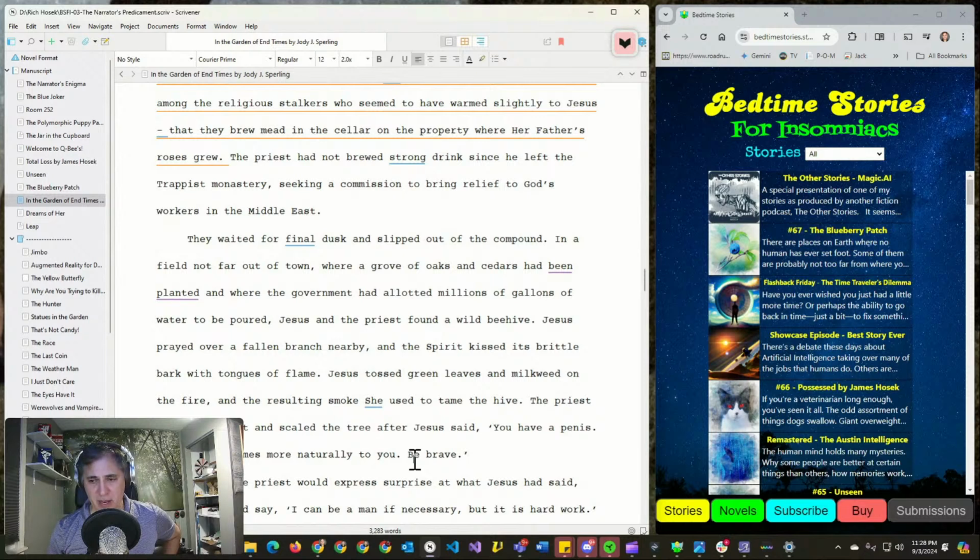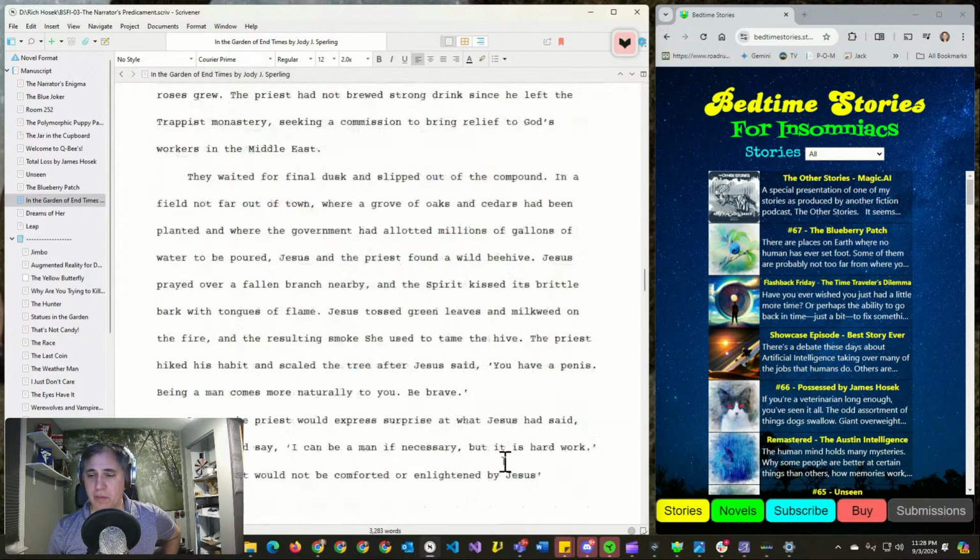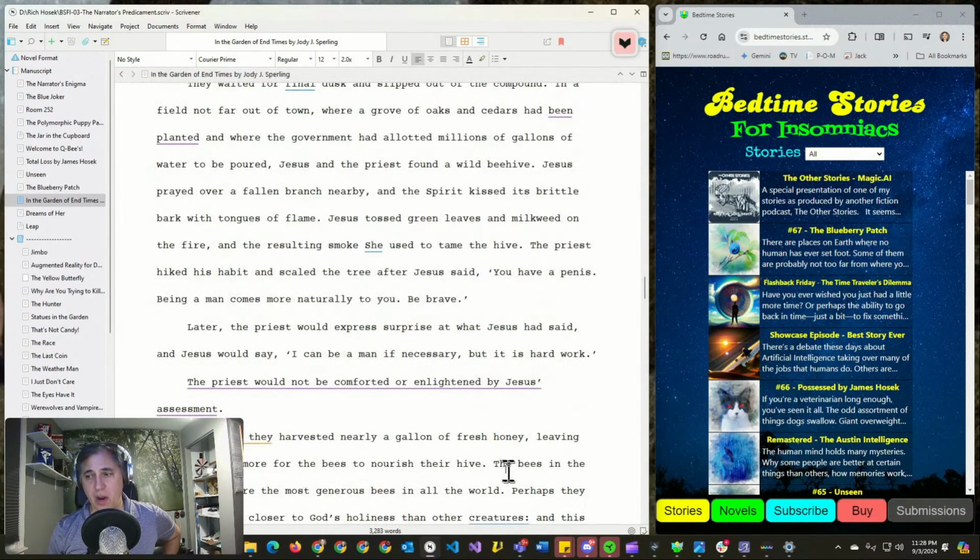The priest hiked his habit and scaled the tree after Jesus said, "You have a penis. Being a man comes more naturally to you. Be brave." Later, the priest would express surprise at what Jesus had said, and Jesus would say, "I can be a man if necessary, but it is hard work." The priest would not be comforted or enlightened by Jesus' assessment.